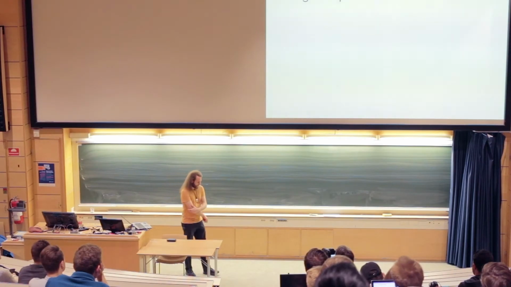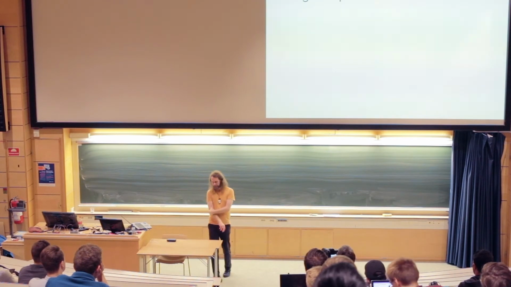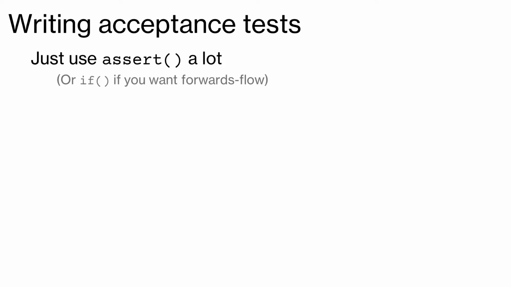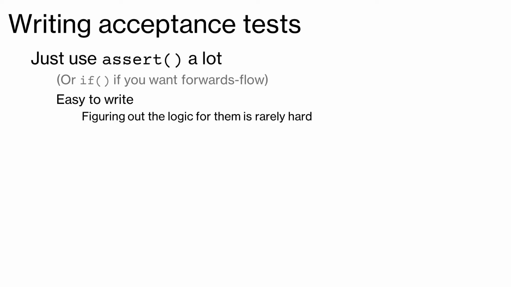So let's look at how acceptance tests would look. I'm going to come with an example after this slide, but here are some general guidelines. Just use assert a lot. Or if you don't have asserts, just use an if. Check if the return value of a function is sensible, or check the integrity of the data structure. And if it isn't, use an if for a forward flow, or use an assert for a backwards flow. Checking the integrity of a data structure is usually fairly easy to write. The logic for this is usually not that hard.